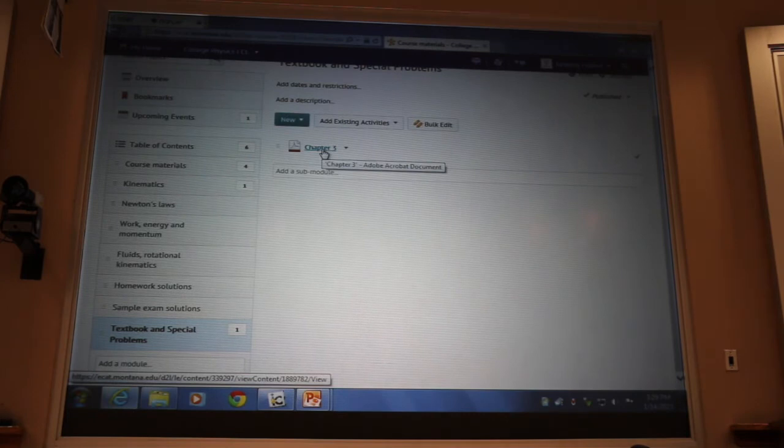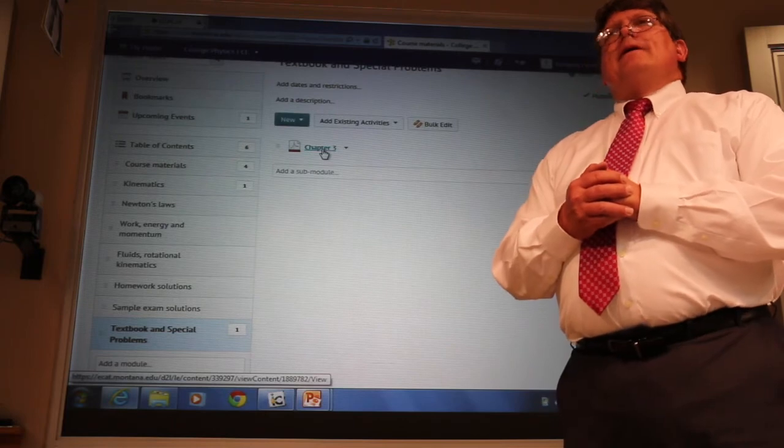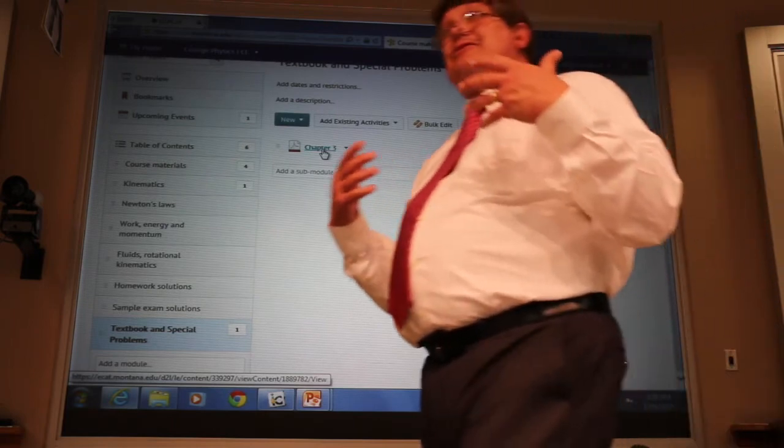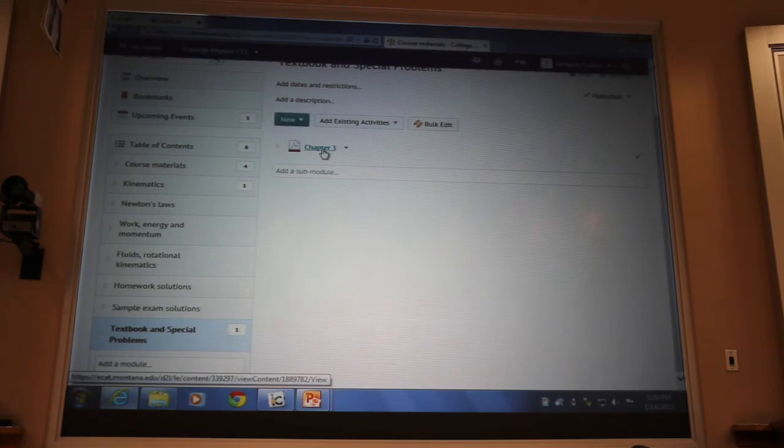Well, Greg, I was kind of hoping for chapter 1. Well, it turns out that chapter 1 is kind of, well, I'm not going to use the word boring, but it talks about science in general and units, and it's the standard introductory chapter that's in every textbook. What we're going to start with is the chapter on vectors, because we're going to need that right away.